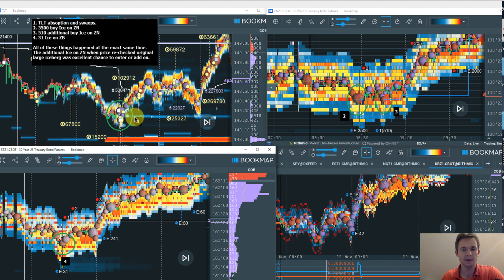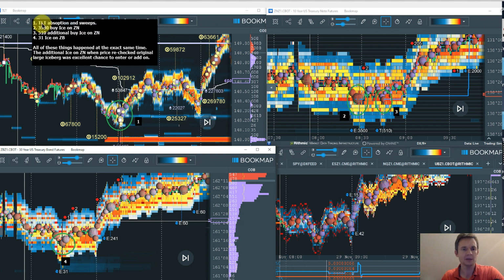If price is pounding a certain level and the aggressive orders can't break through because they're being absorbed by the limit orders, that's the absorption indicator. They work kind of in unison, the absorption and the sweeps indicator, and you'll see both of them fire off here when we get to it.